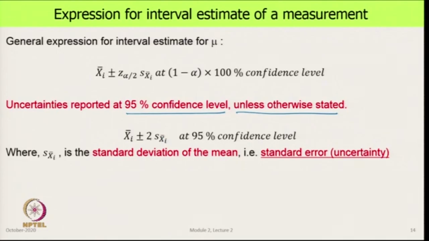So, 2 is an approximation. At 95%, if you go very strictly, z alpha by 2 is 1.96. We are going to use 2. It increases the range. It is being more conservative in reporting the uncertainty. So, we are okay with it. We are not under-reporting something. So, S of x_i bar is the standard deviation of the mean, and something that we will use in the rest of this course. This is the standard error or the standard uncertainty.